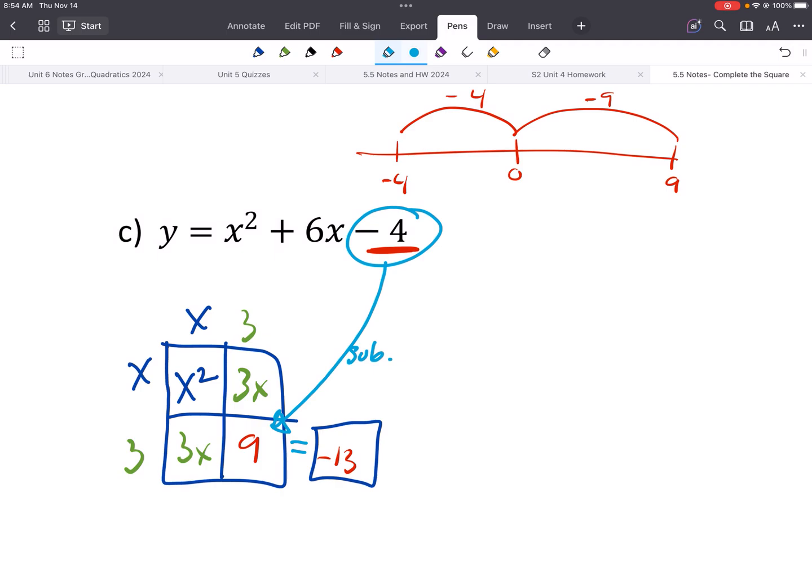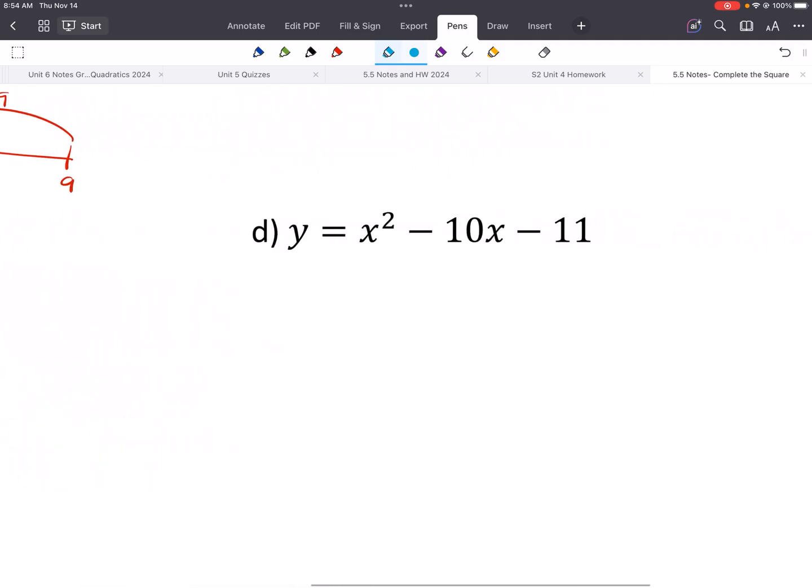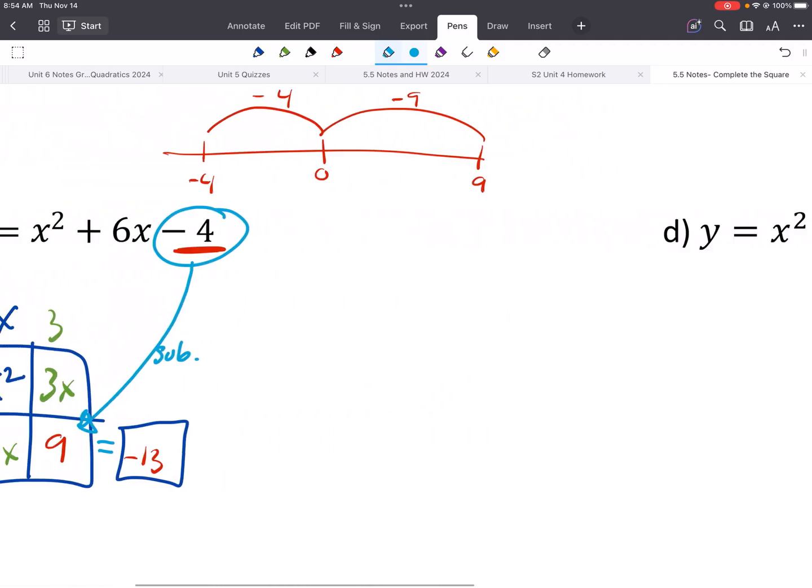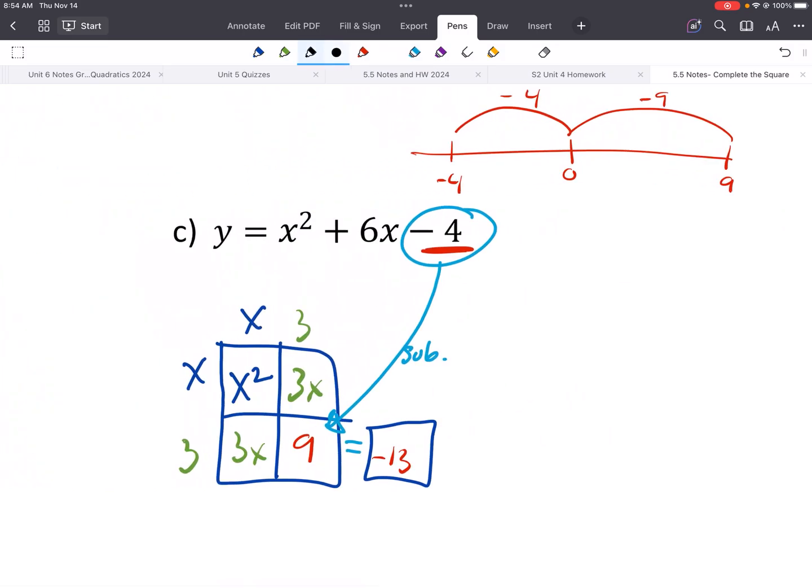If you just want to think about, we have to start at 9 and go down to 0 and then down to -4 or something similar, as long as these two end up giving us -4, then you're good. So either way, whichever works best for you. Okay? Oh, I guess you probably should finish this one up. So we'll have y equals x plus 3 squared minus 13.